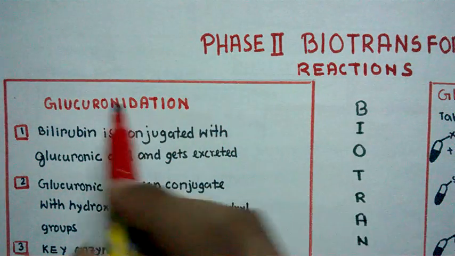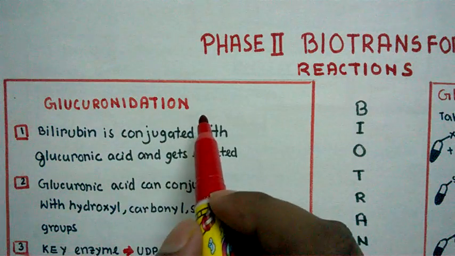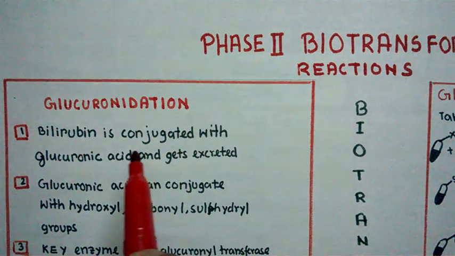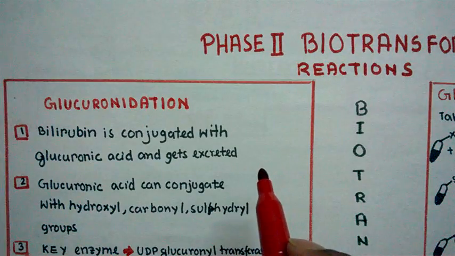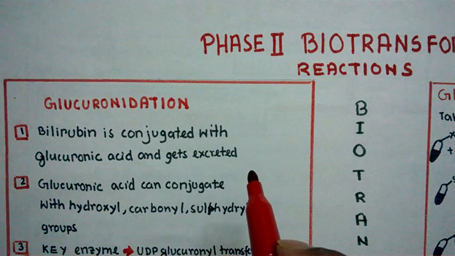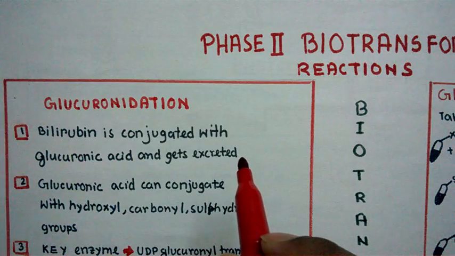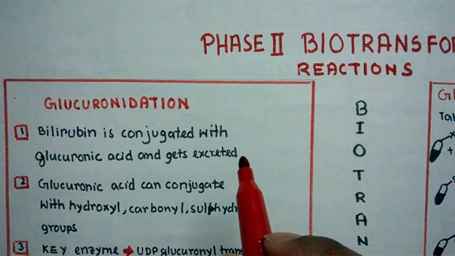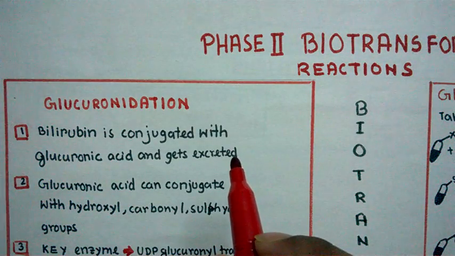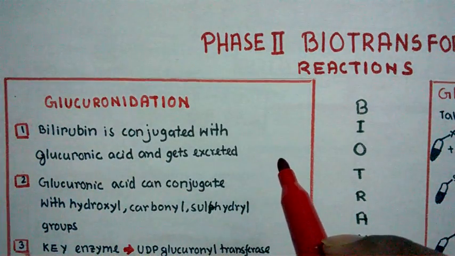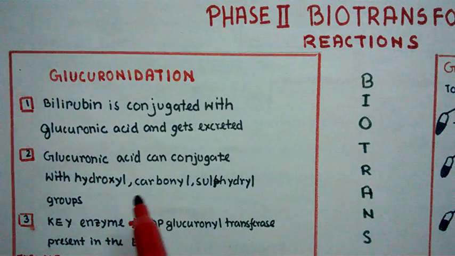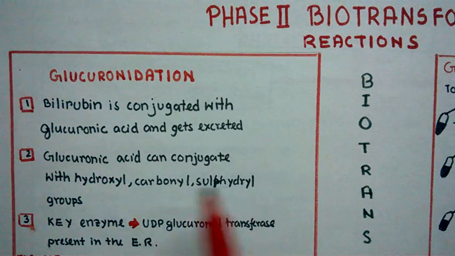So the first reaction would be glucuronidation. One good example is bilirubin. Bilirubin is conjugated with glucuronic acid and it gets excreted. Unconjugated bilirubin is insoluble, but when it is conjugated with glucuronide, it becomes soluble and it could be excreted easily. And glucuronic acid could conjugate with hydroxyl, carbonyl or sulfhydryl groups.